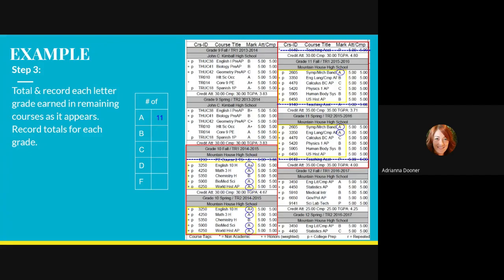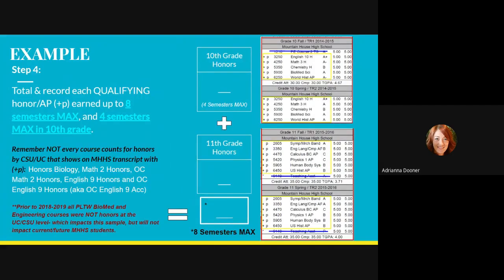So we're going to count the student's A's, and they have 11. It's highlighted in blue. And then we're going to count the student's B's, and they have 8 B's. And then we're going to count their C's. So they have 3 C's, and we are going to make sure we record that they don't have any D's and they don't have any F's, because we're going to have to include zeros for those. And now we do have to compute their honors points.